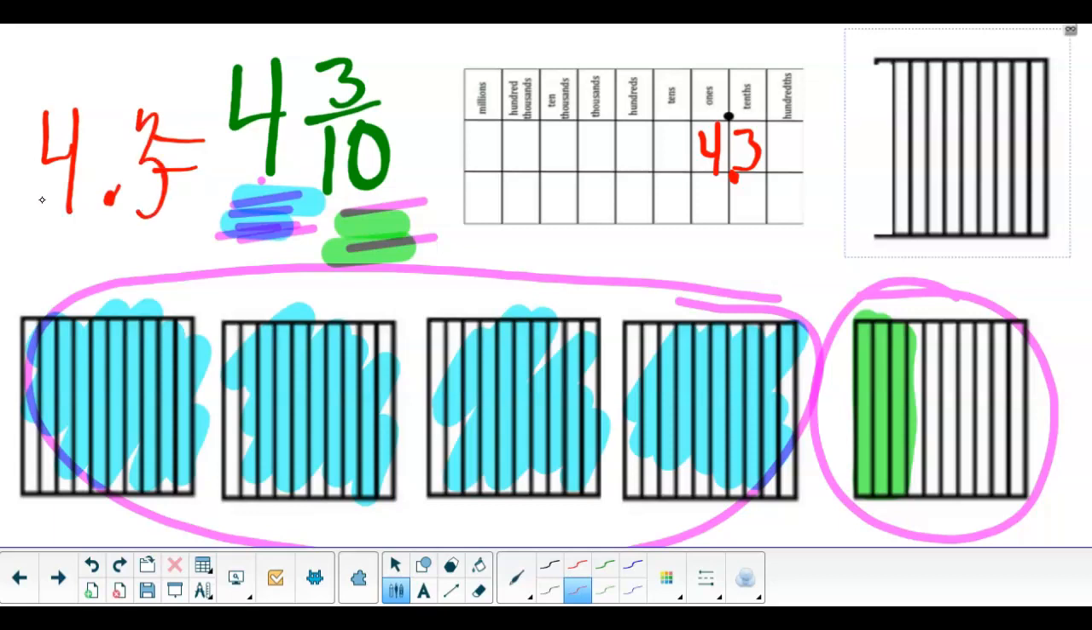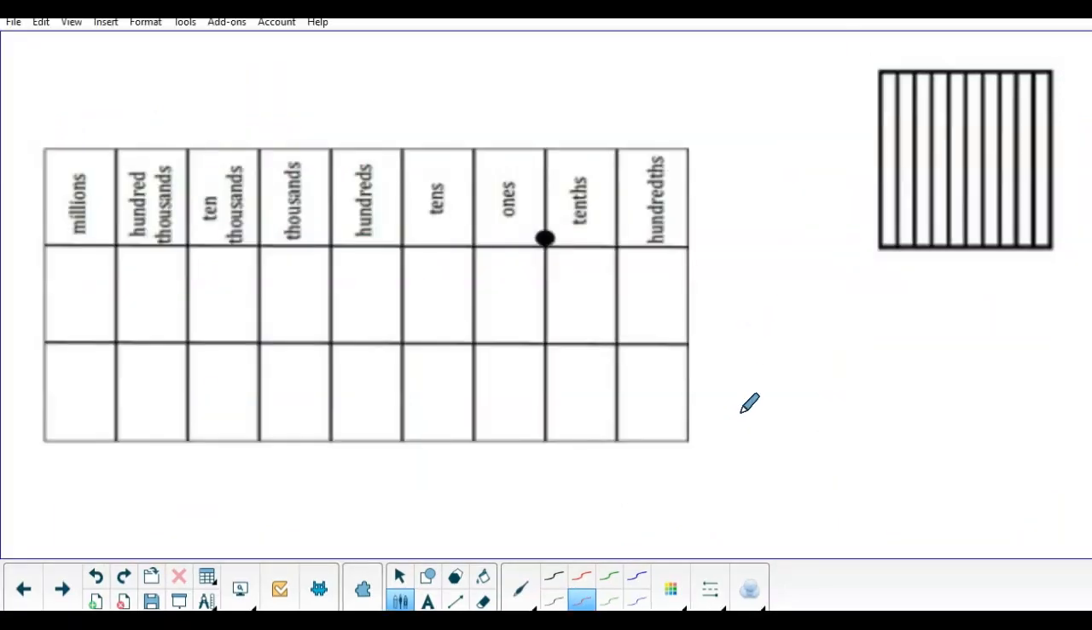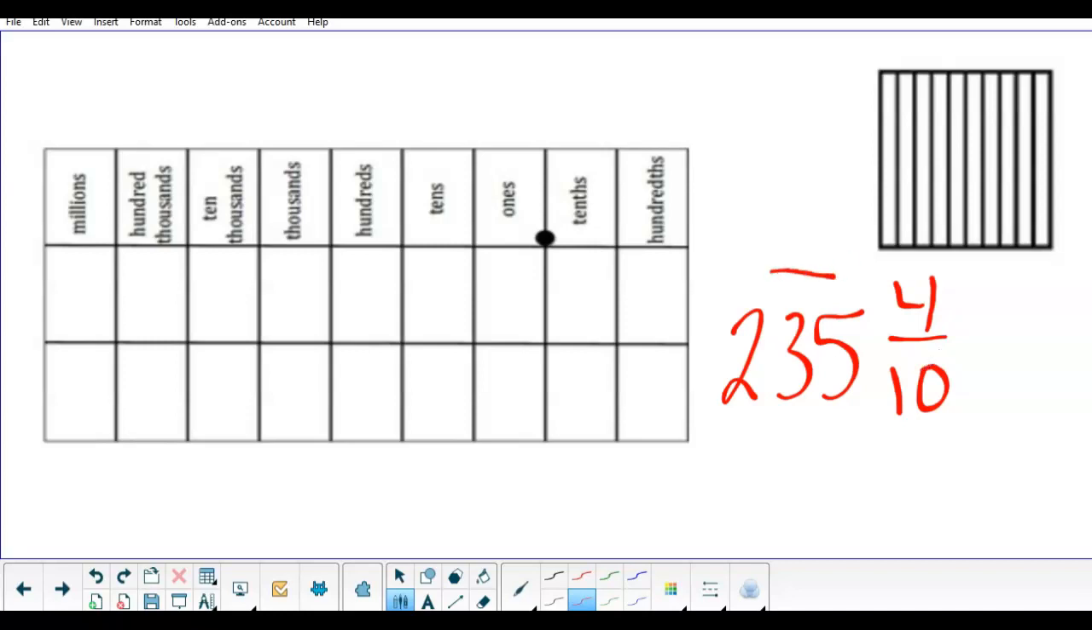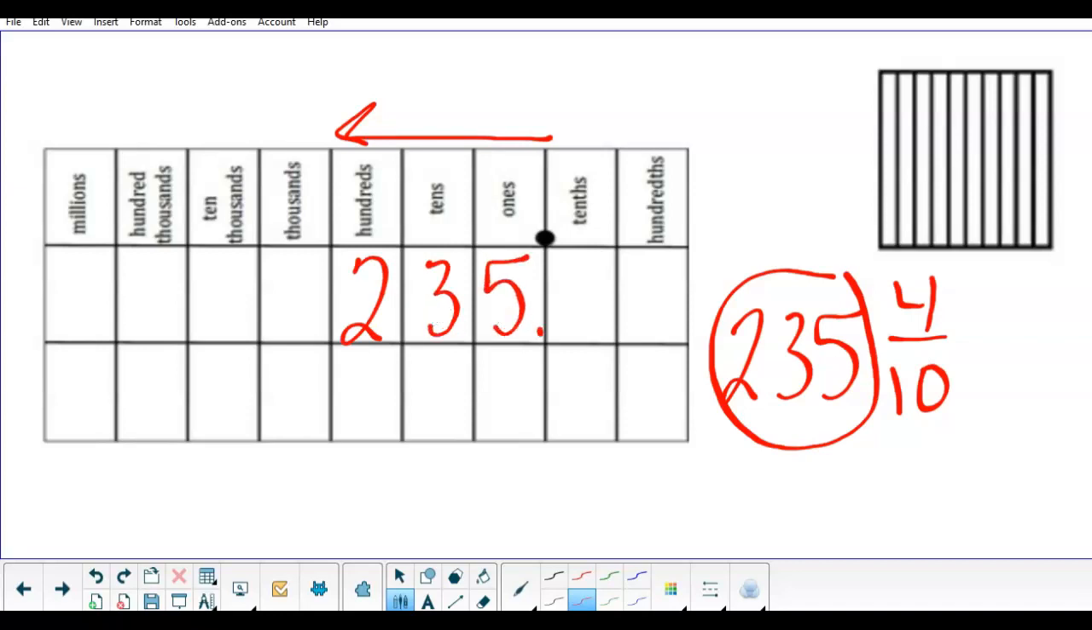All right, let's try another one like that. Okay, what if I had something like 235 and 4 tenths? All right, how would I write that in my place value chart? Well, 235 is my whole number, so I know that goes to the left of my decimal point. So I'm going to fill it in, 235, decimal point, 4 tenths.